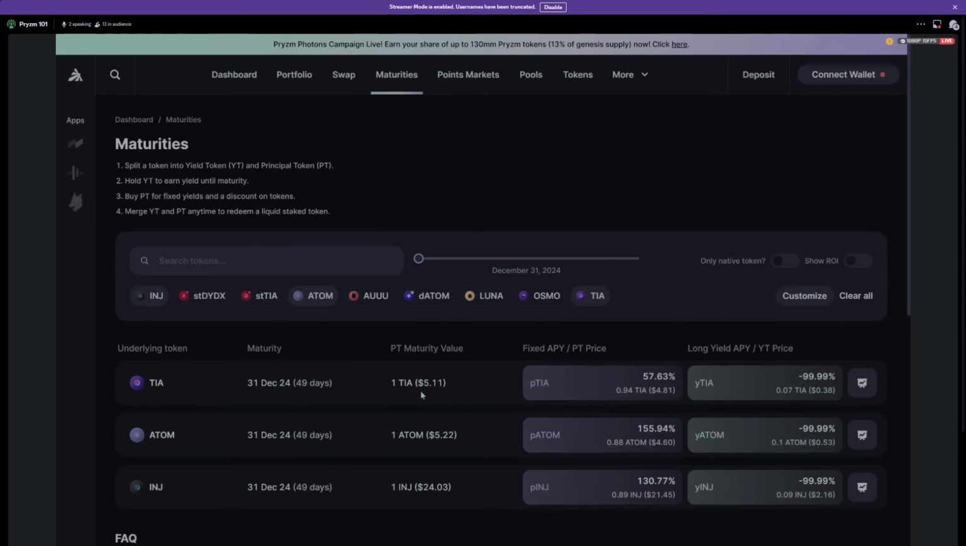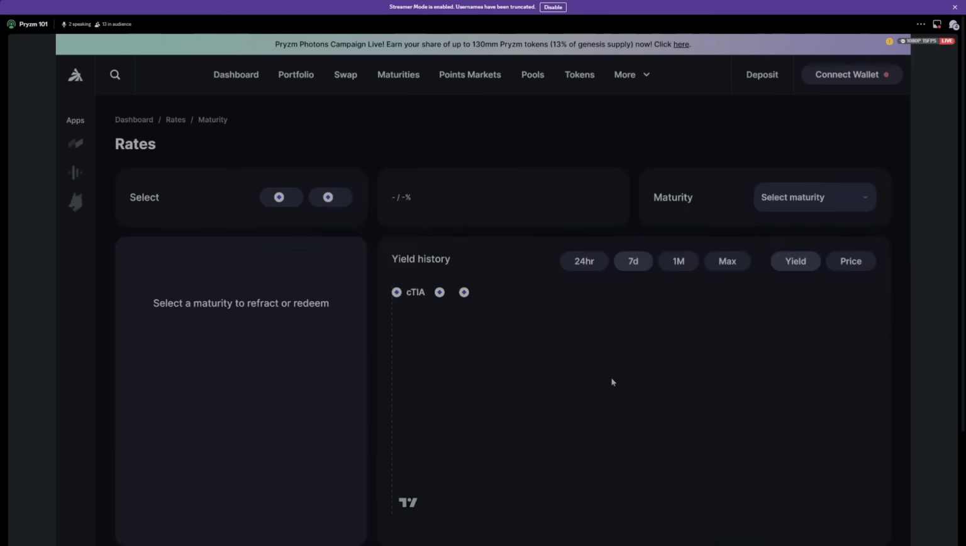I can buy one Tier in 49 days, which I'm going to get in 49 days, and it's only going to cost me 0.94 of a Tier now. So you should think about principal tokens as either a fixed yield token or buying tokens at a discount, whichever one of those makes more sense to you, because you know that you're spending 0.94 Tier now and you're going to get one Tier in 49 days.